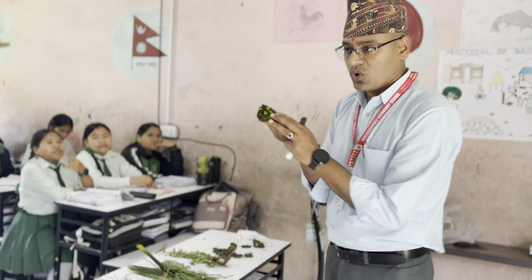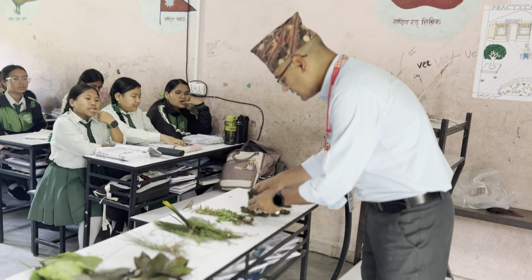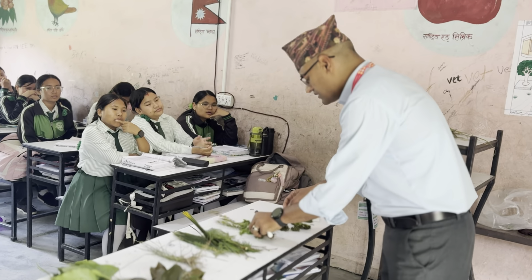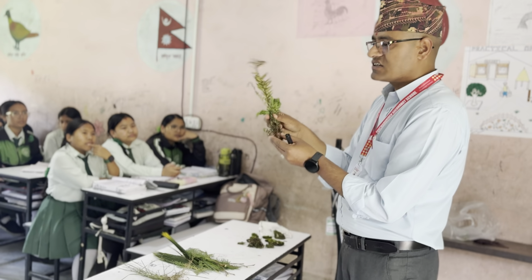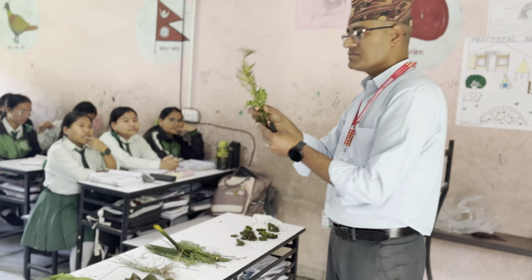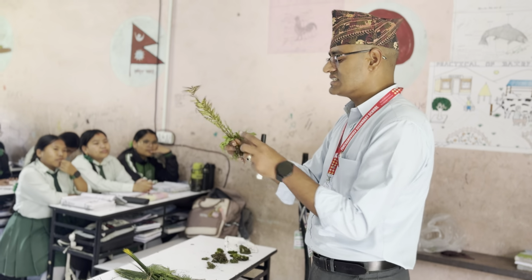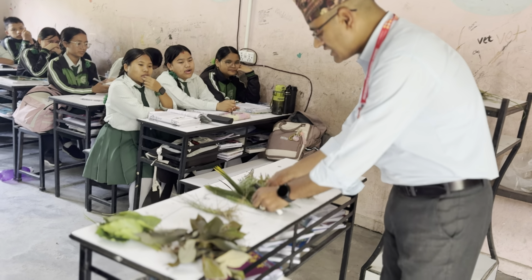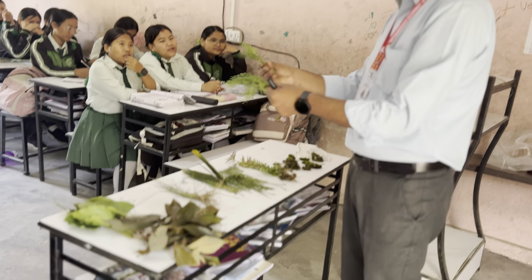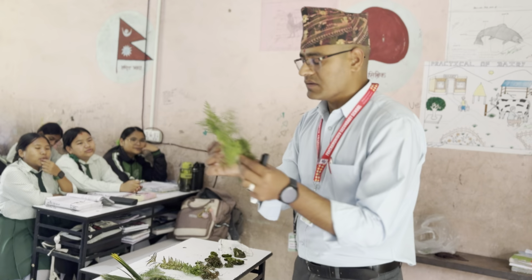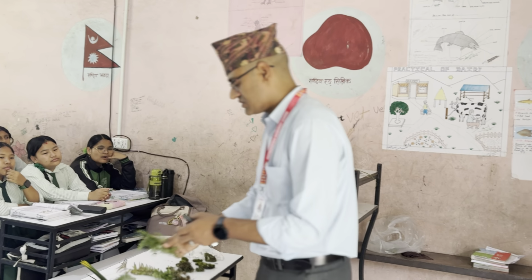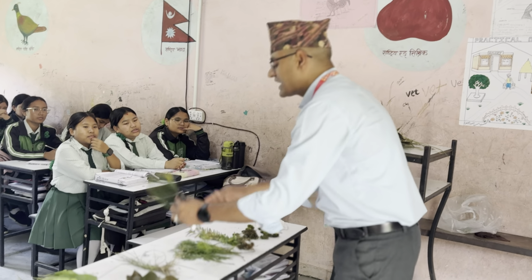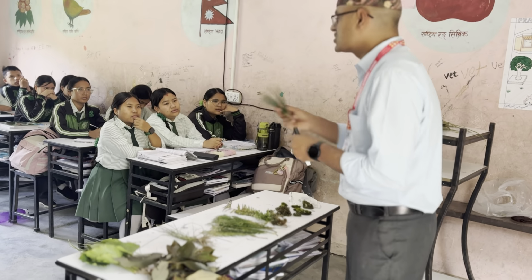This is moss, and this is Marchantia, under division Bryophyta. Then division Tracheophyta, with subdivision Pteridophytes, commonly ferns. Under Tracheophyta, subdivision Gymnosperm. Some examples of Gymnosperm you all know: this is Dupi, this is Cycas, and you have seen Pinus also.